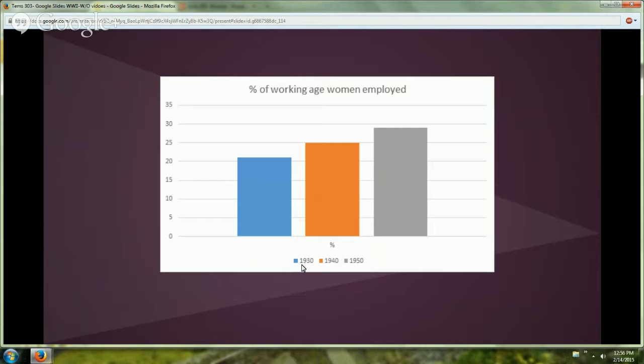This next bar graph simply shows the percentage of women who are of age to work, who are actually working. This is over the years of 1930 to 1950. We see there's a steady increase in those 20 years.